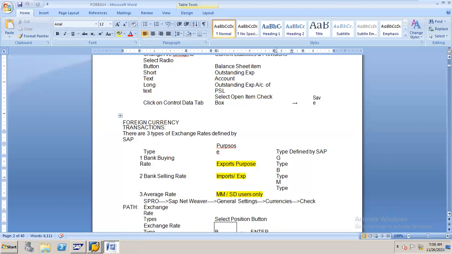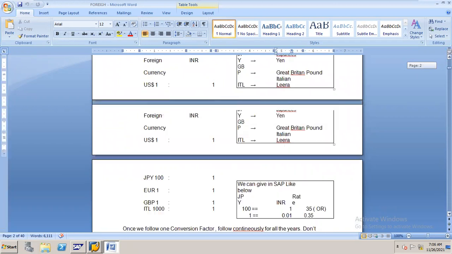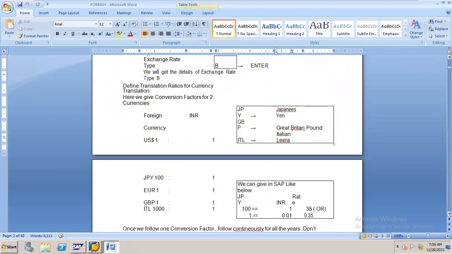Next, you have to tell the system how much one dollar is equal to in the other currency. You have to tell the conversion ratios between the currencies. These are international standards, and we also need not maintain them. They come by default in the SAP system. Even if you Google, the conversion ratio between USD to INR is 1:1, JPY to INR is 100:1, EUR to INR is 1:1. These are international standards, so it is given by SAP also.